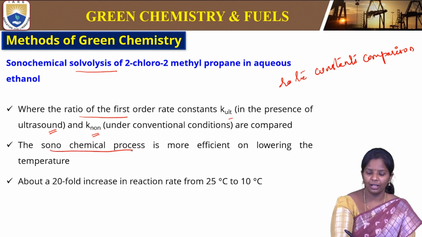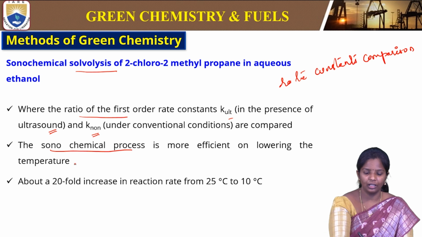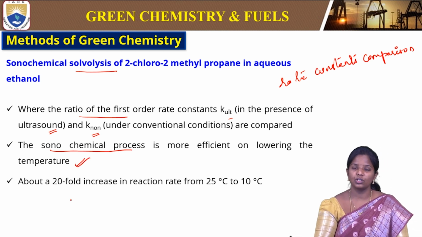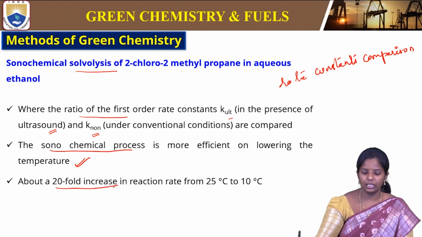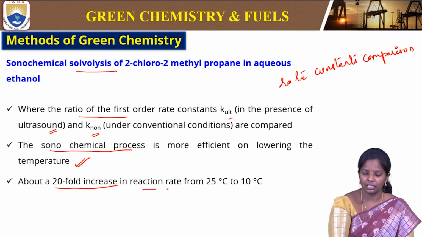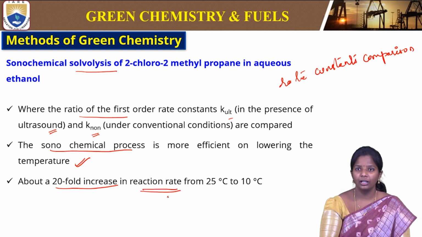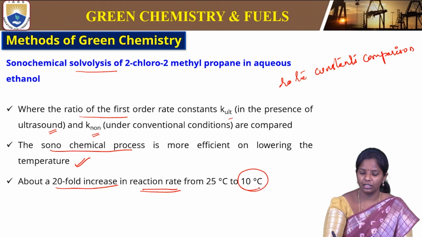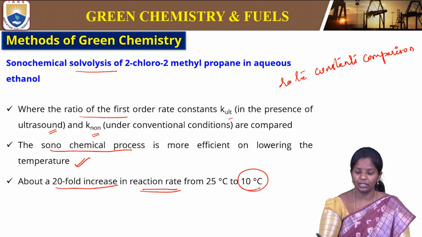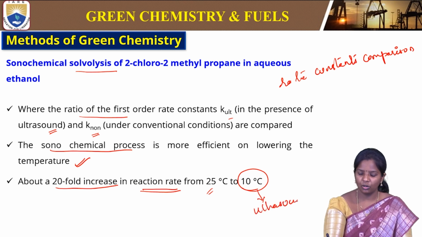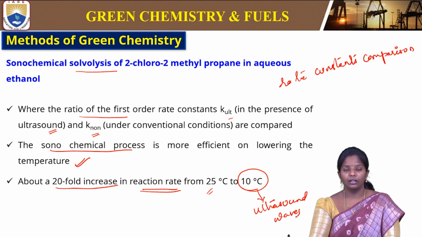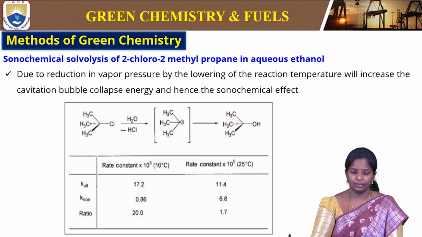So the sonochemical method is more efficient at lowering the temperature. At lower temperatures, the reaction will also take place under this ultrasound wave mechanism. There is about a 20-fold increase in reaction rate. So the reaction rate is around 20 times higher when the temperature is reduced to 10 degrees centigrade, compared to the conventional method. So this is under ultrasound waves, when 10 degrees is sufficient for the reaction to take place.